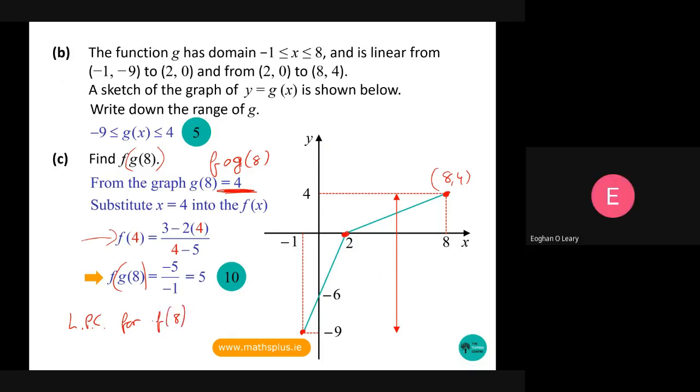So, Andrew, am I right in this? You're saying low partial credit, if they say f of 8 is equal to 3 minus 2 times 8 over 8 minus 5. Absolutely. Okay, great stuff. So we're on to our last part.